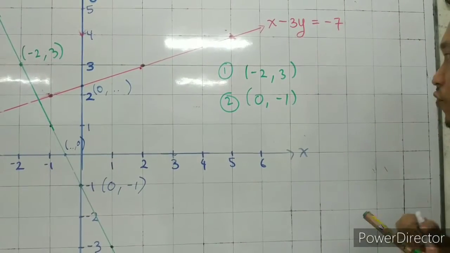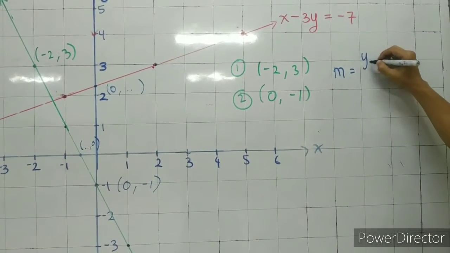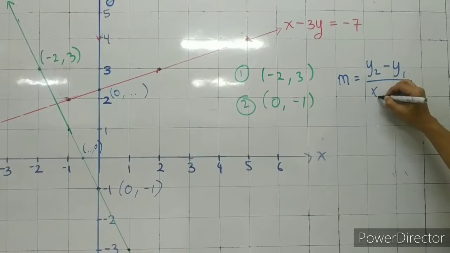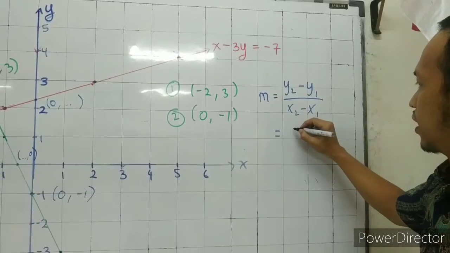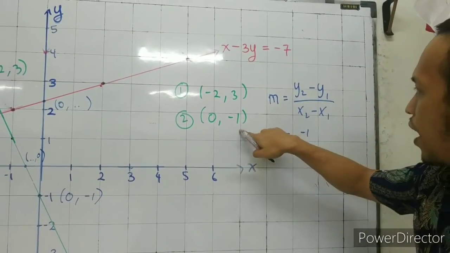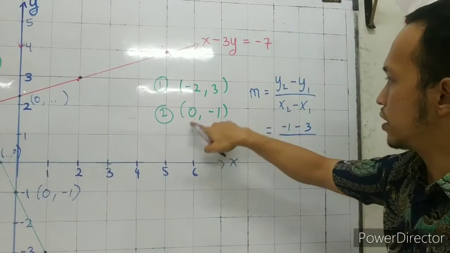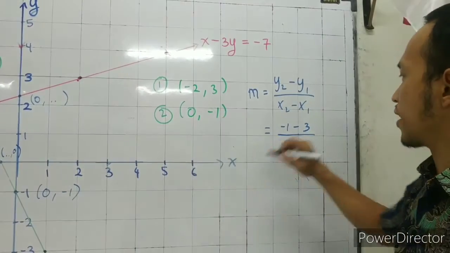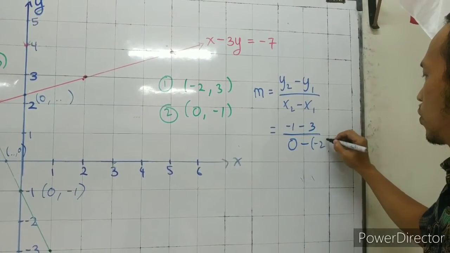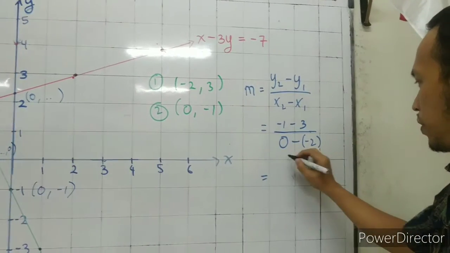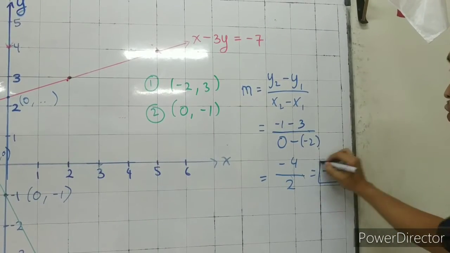When I use the formula to find the slope, the slope will be equal to y2 minus y1 over x2 minus x1. The second y is -1, the first y is 3, over x2, the second x, which is 0, minus x1, which is -2. So in the end, it will be -4 over 2. So the slope is -2.